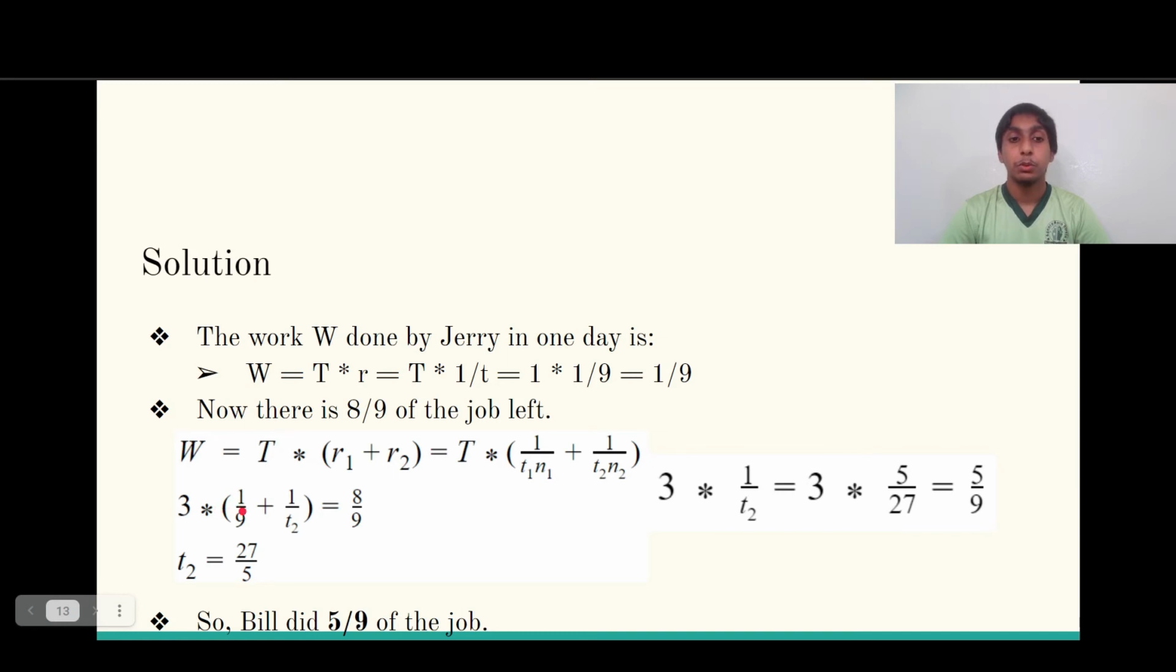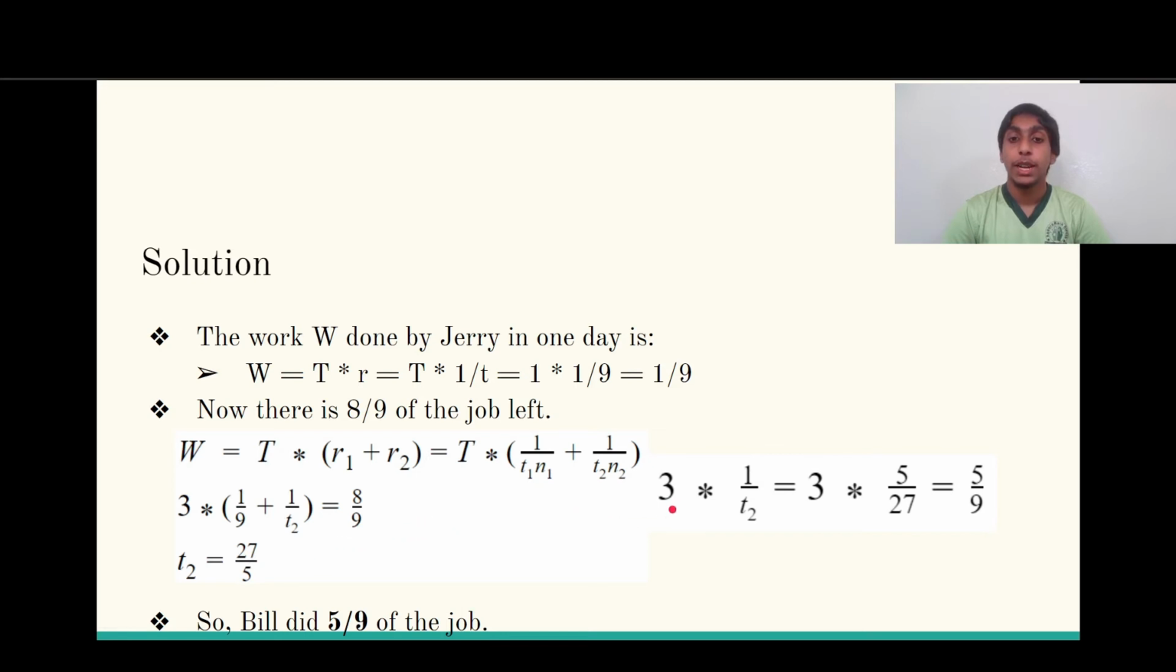3 times 1 over 9, because 1 over 9 is Jerry's rate. We already figured that out, remember. 1 over T1, so 1 over 9, plus 1 over T2. We don't know how long it would take Bill to do this all by himself. And this is equal to 8/9, because this is how much of the job is left, and this is how much of the job they have to do. So we can solve this linear equation for T2, and we get that T2 is 27 over 5.